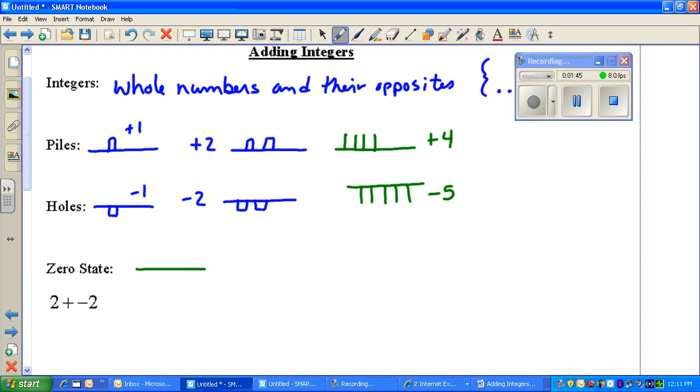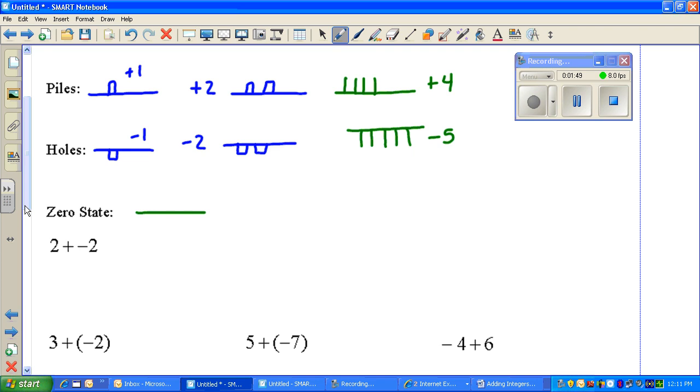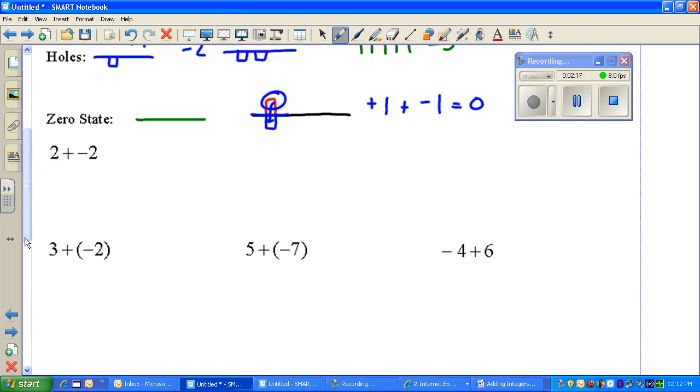Now what happens in the 0 state is that a hole is going to fill in a pile. For example, here's my 0 state. If I have a pile and I have a hole, guess what happens to my pile? It's going to fill in my hole and I'm back to my 0 state. So 1 pile and 1 hole bring me back to the 0 state. We call those inverse or opposites of each other. Let's draw this diagram. And I have 2 piles because it's positive. I have 2 holes because they are negative. Now if they fill each other in, that brings me to the 0 state.